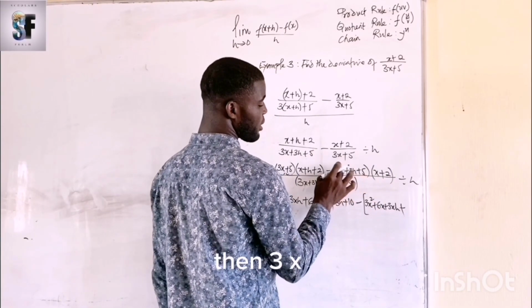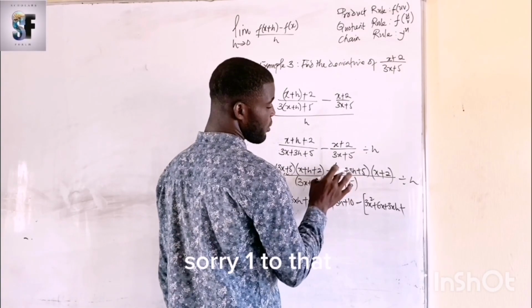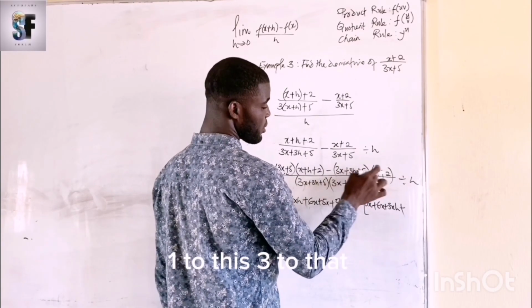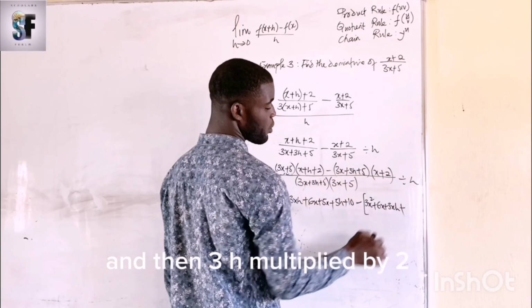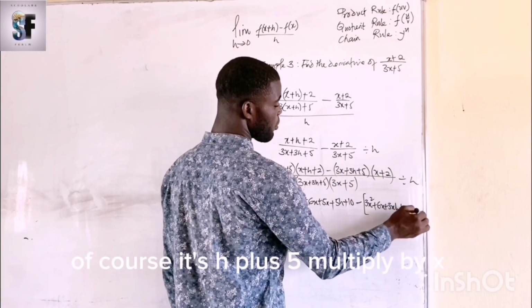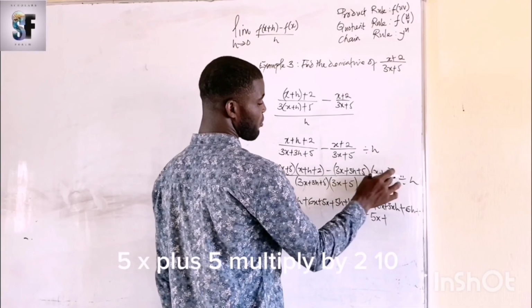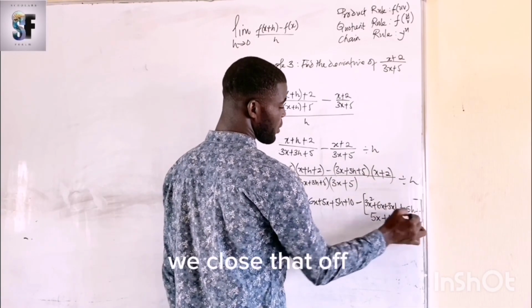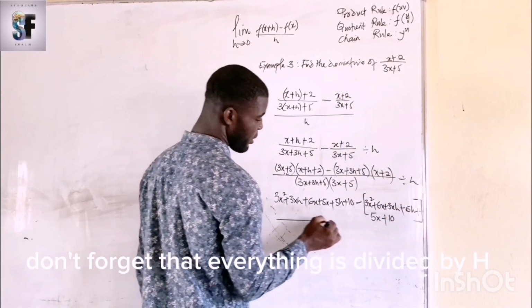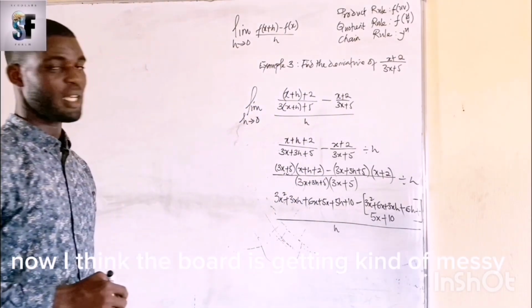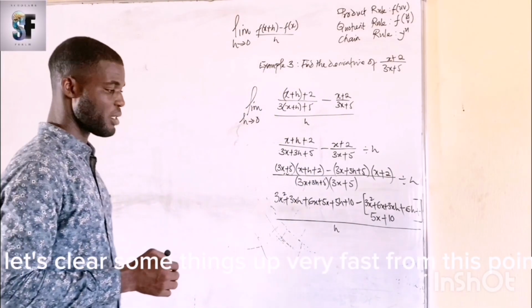And 3x, sorry, 1 to that, 1 to this to that, and then 3h multiplied by 2, of course, 6h, plus 5 multiplied by x, 5x, plus 5 multiplied by 2, 10. We close that off. Don't forget that everything is divided by h. Now I think the board is getting kind of messy, so let's clean some things up very fast.